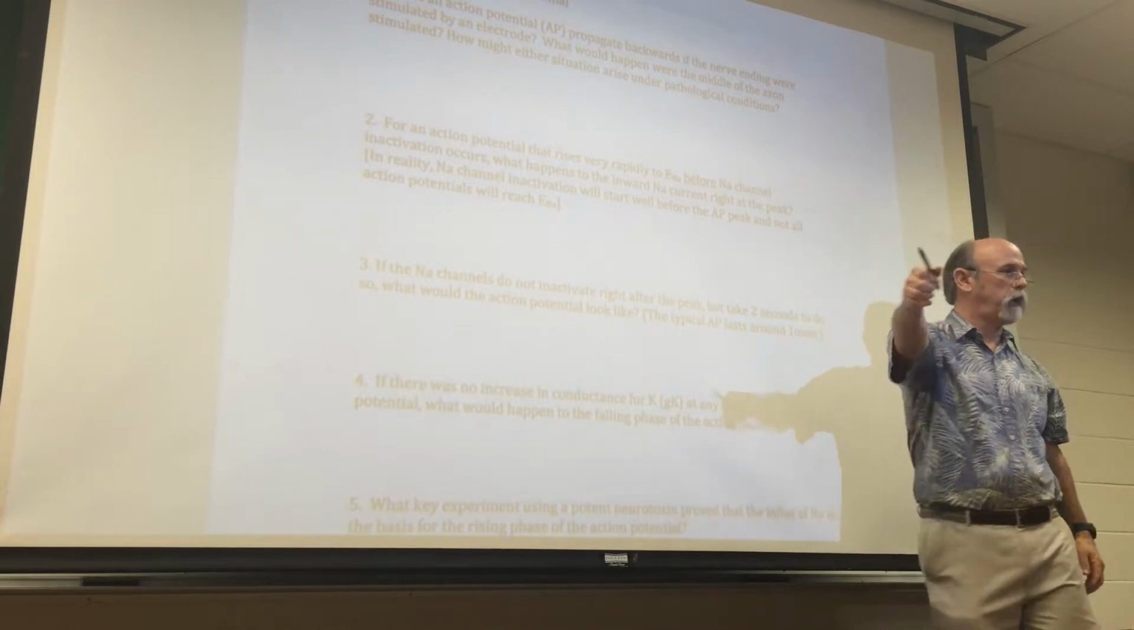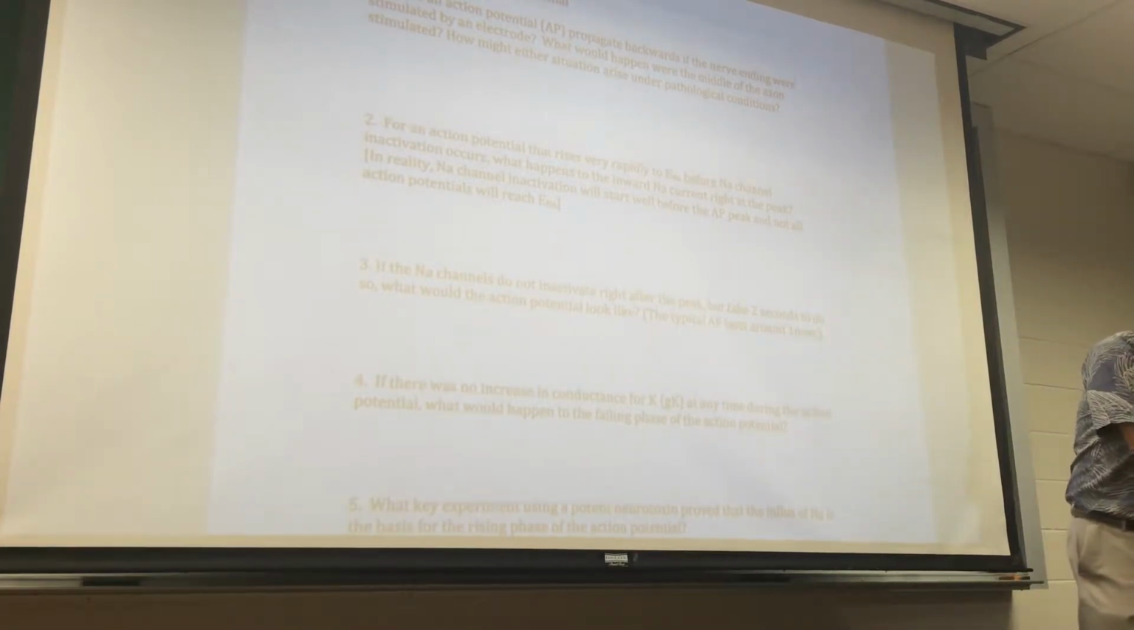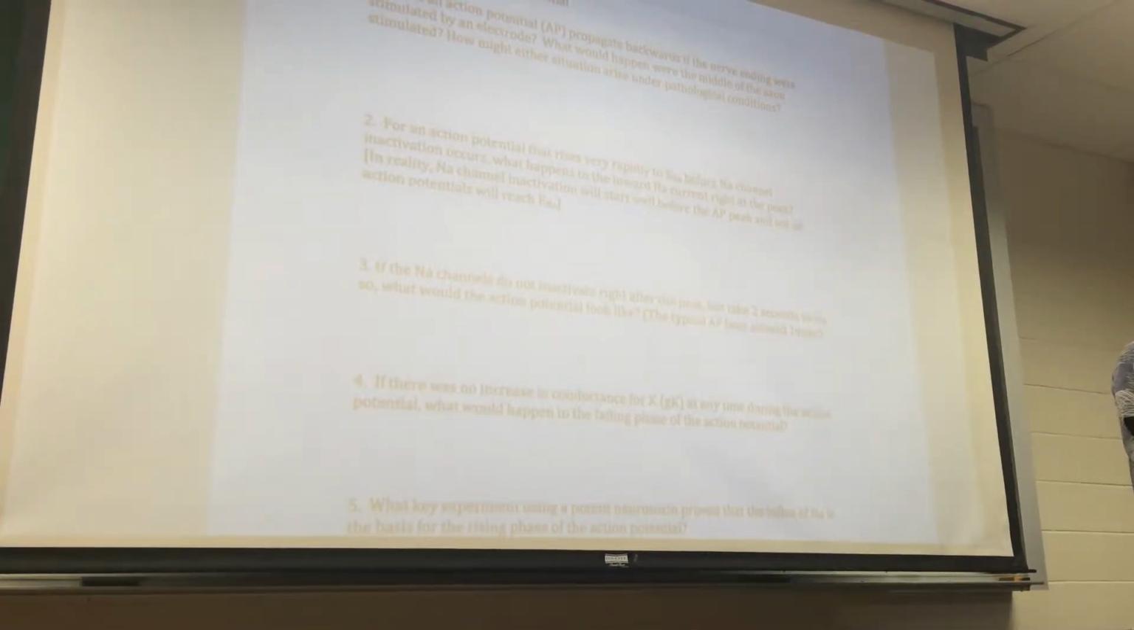But now we're going to stimulate at the nerve end. Okay? And we're going to stimulate enough that it could cause the membrane to go over what should be threshold. So will nothing happen? Will an action potential go in the other direction? What do you think?